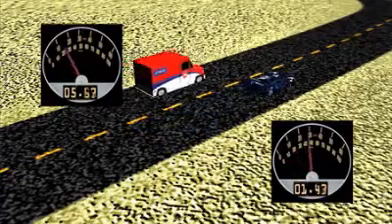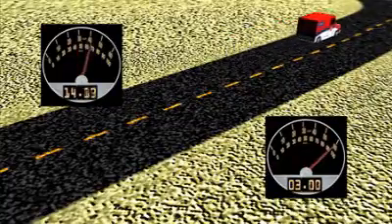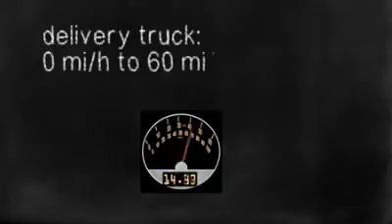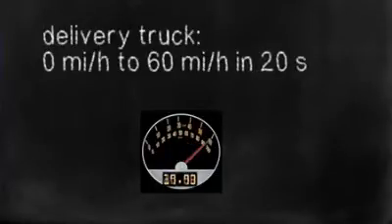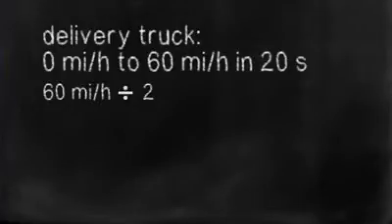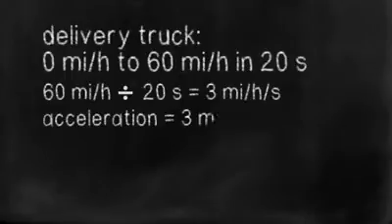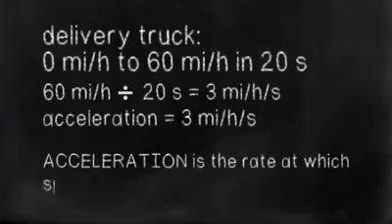But acceleration is a tricky idea. Here's a way to think about it. Imagine you compare the acceleration of a sports car and a delivery truck. The delivery truck goes from 0 to 60 miles per hour in 20 seconds. That means the speedometer increases by 60 divided by 20, or 3 miles per hour each second. 3 miles per hour per second would be the acceleration of the truck. Acceleration is the rate at which speed changes.